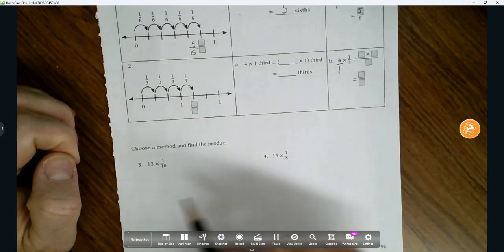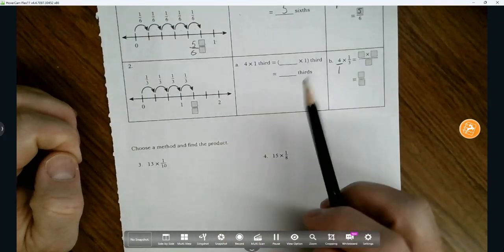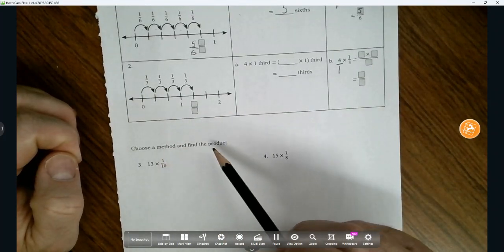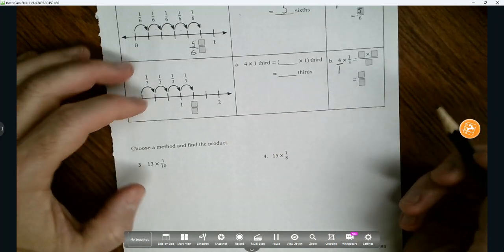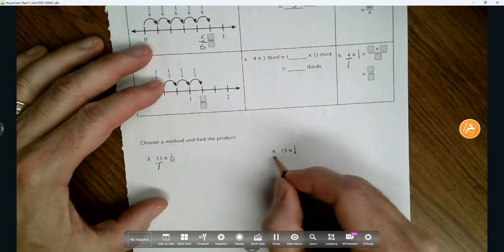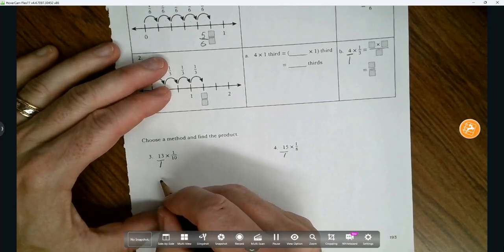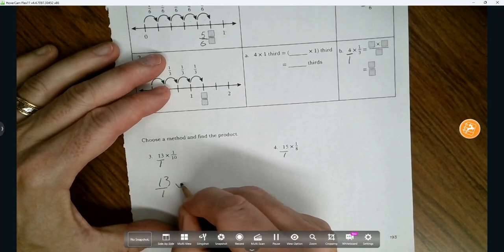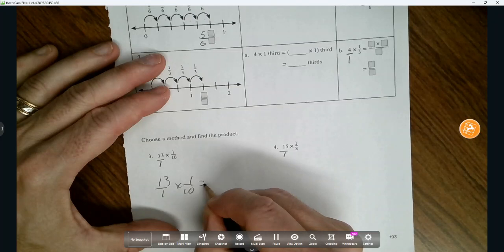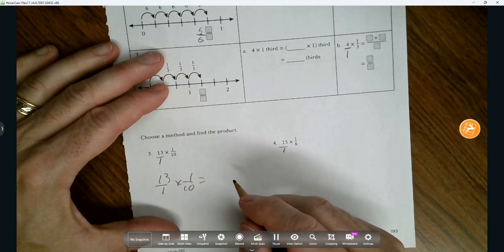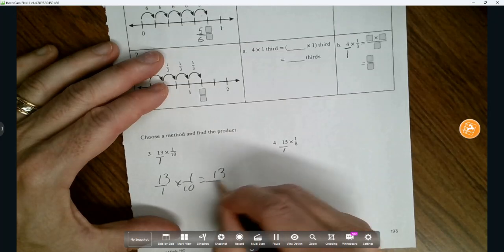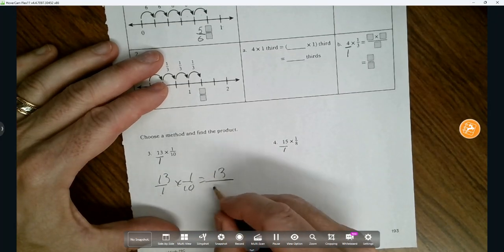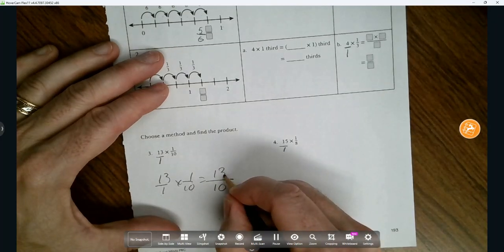At the bottom, it says choose a method. I'm skipping number 2. You're on your own on that one. Choose a method and find the product. Okay, the product is the answer to a multiplication problem. So when we write it, you can rewrite it now if you want. 13 over 1 times 1 over 10. Now just multiply across the top, multiply across the bottom. What's 13 times 1? It's 13. What is 1 times 10? It's 10. That's your answer.